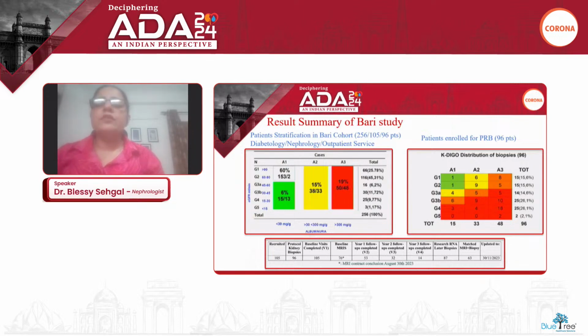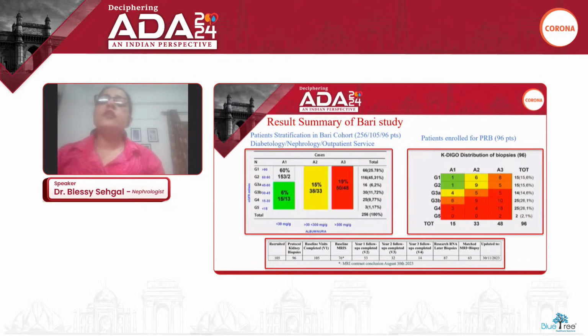The other way it was classified was on the basis of albuminuria: A1, A2, and A3. A1 being normal albuminuria, less than 30. A2 was moderately increased albuminuria, with an albumin-creatinine ratio between 30 and 300, and A3 was albuminuria of more than 300, which was severely increased albuminuria.